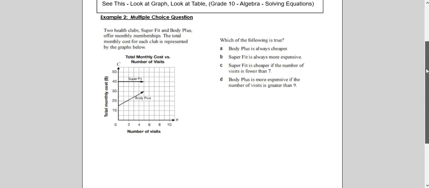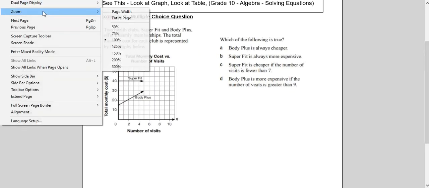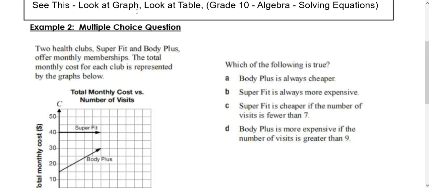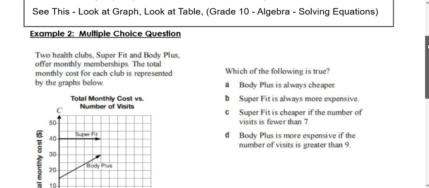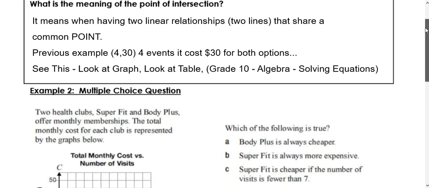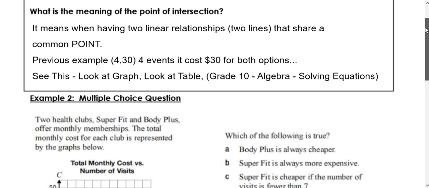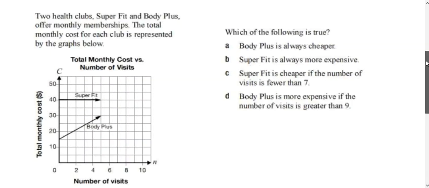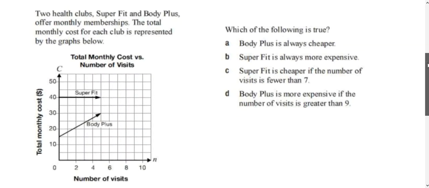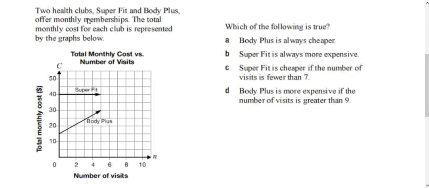So 2 health clubs share, and I'm going to zoom this in now. If you need to push pause now, you can copy that down. So 2 health clubs, Superfit and Body Plus, offer monthly memberships. The total monthly cost for each club is represented by the graphs below. Which of the following is true?